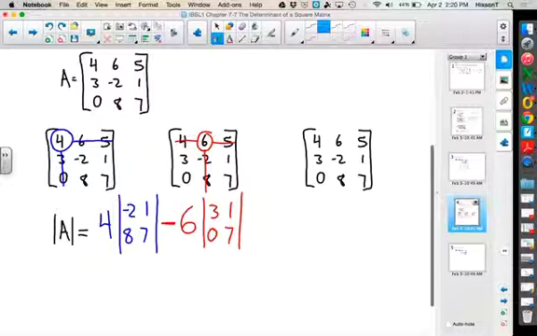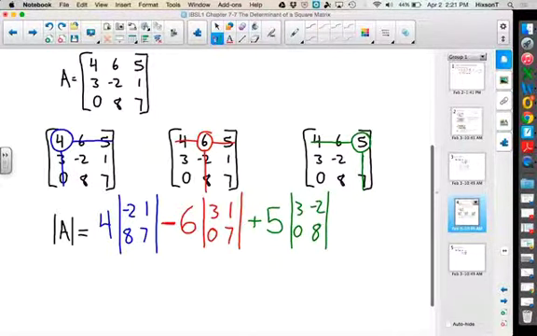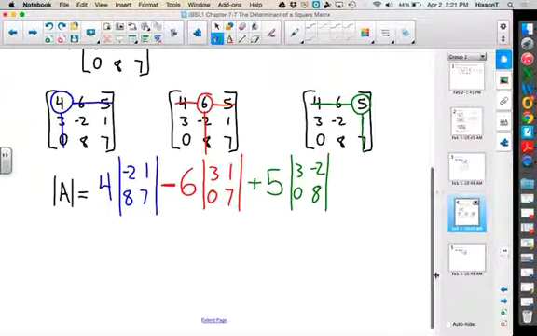Okay? And then finally, we're going to use number 5 as our cofactor. Notice it's back to plus 5. And then for our minor, we eliminate that third column and the first row. And there's our minor, 3, -2, 0, and 8. Okay?